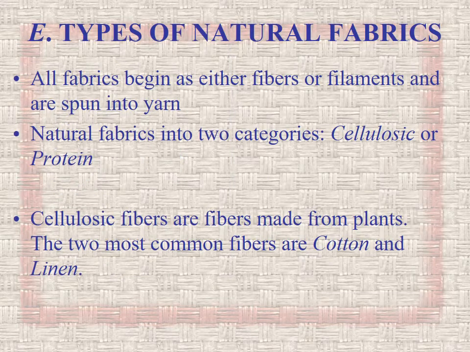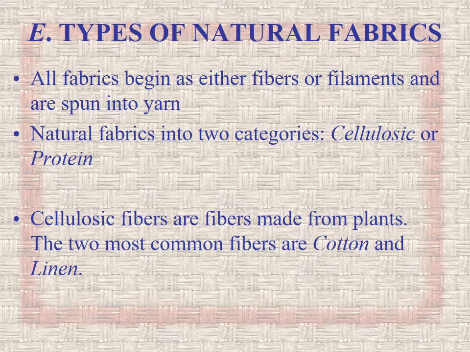Okay, we're going to go on and talk a little bit about the types of natural fabrics. We may talk a little bit later about man-made fabrics, but right now we're going back to the roots. Natural, two categories, cellulosic and protein. Cellulosic are made from plants, protein from animal fur or animal hide.